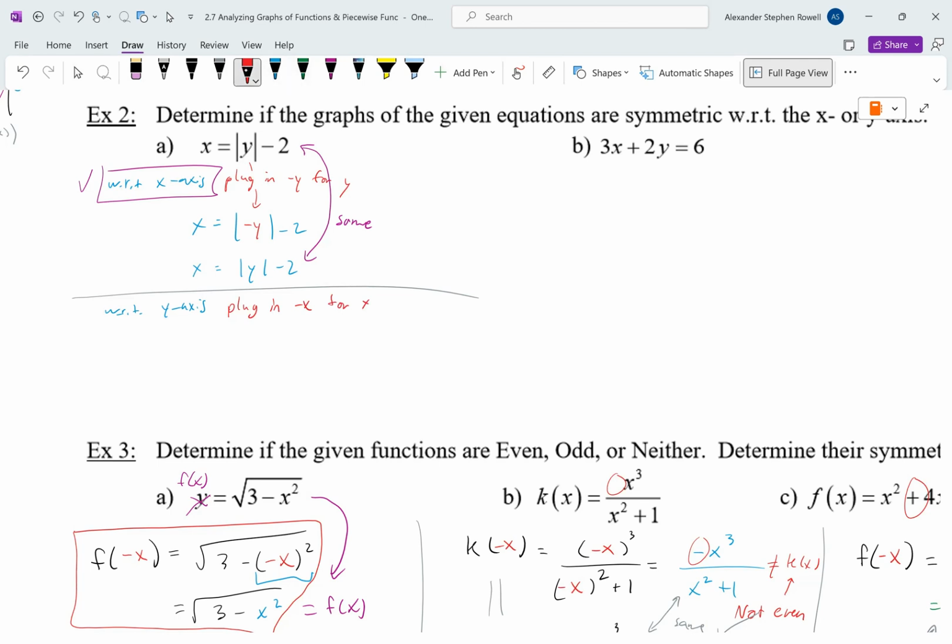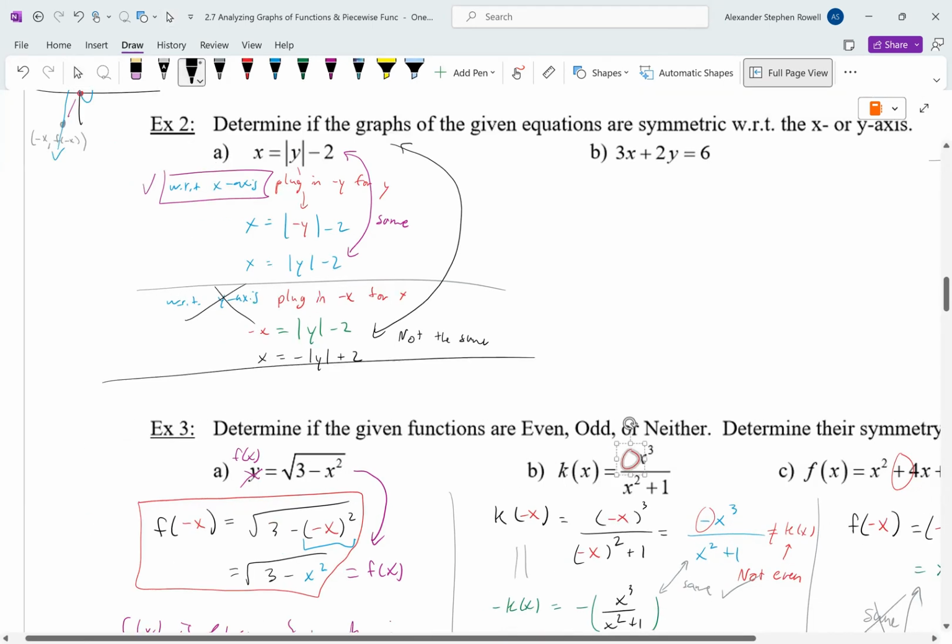So in this case, we would say negative x is equal to absolute value of y minus 2. Are these the same equation? They're not the same. Maybe it's better to solve for x. x is equal to negative absolute value of y plus 2, so I multiply both sides by negative 1. It's easier to see they're not the same. They're the opposite sign. So no, we're not symmetric with respect to the y-axis.